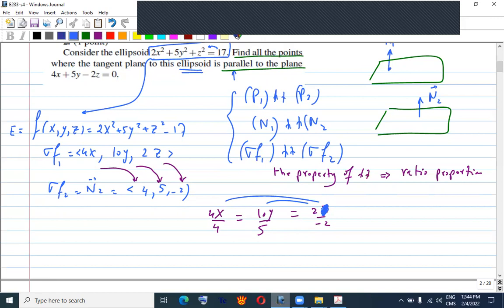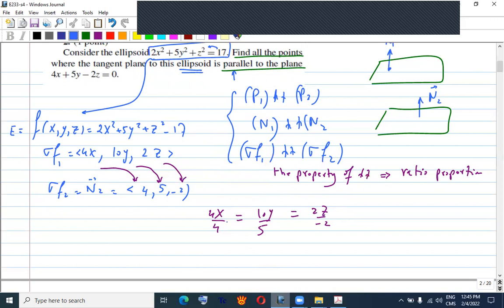I mean, there are two scenarios that may happen in a test. If you get x, y to be numbers, so you still have z, you get it by placing this in your ellipsoid. You get it? This is one scenario. Another scenario: we don't have numbers for x, y, z, but we have a relation. So what do you want to do? Replace those in your ellipsoid.